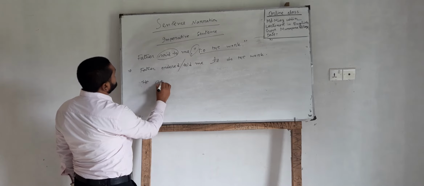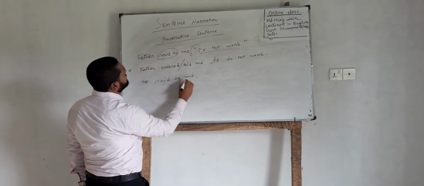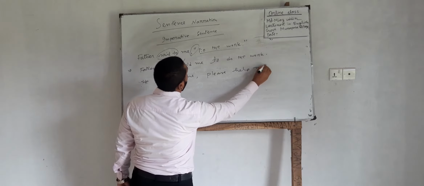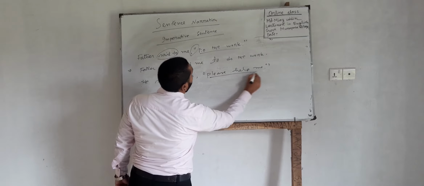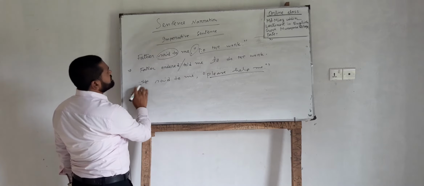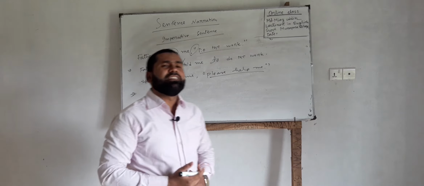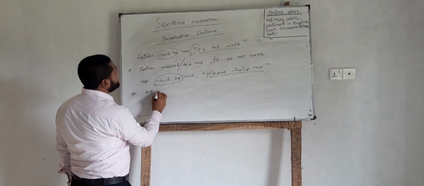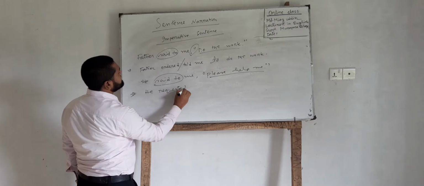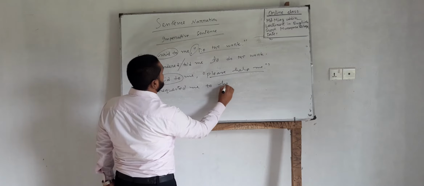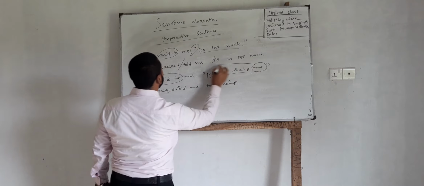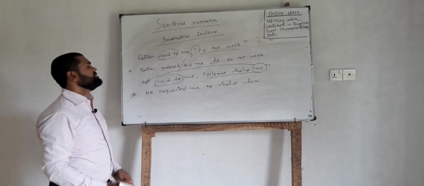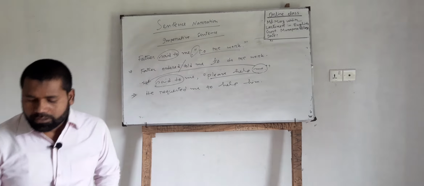He said to me, "Please help me." Simply we can understand it is a request. Said to is changed into requested. He requested me to help. The first person is changed into he, him. He requested me to help him.